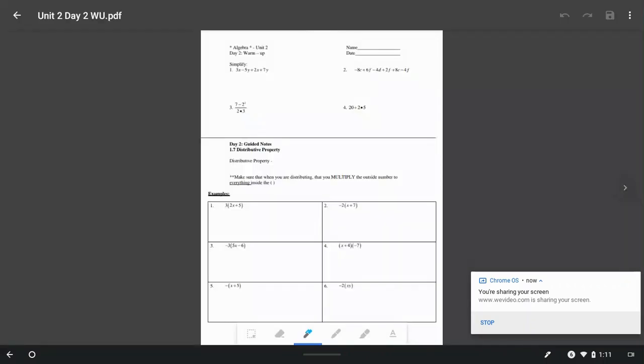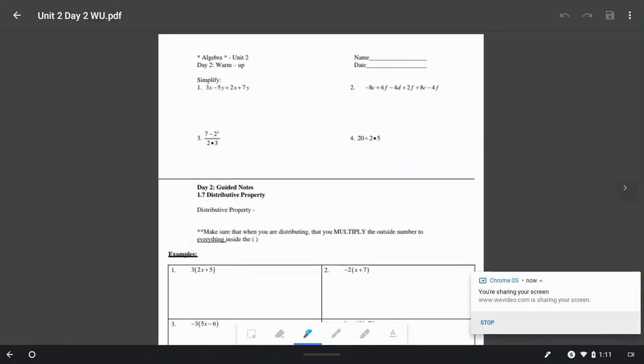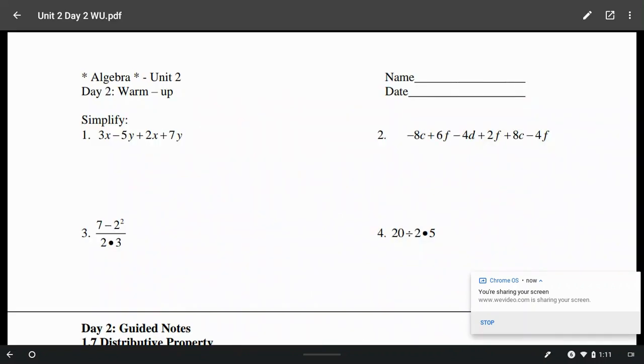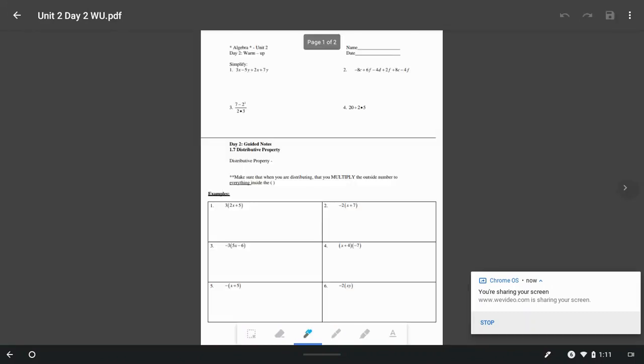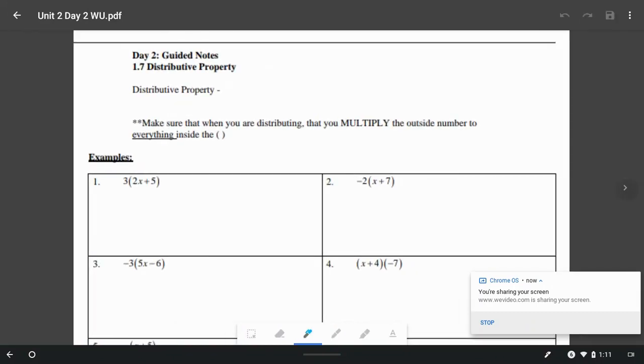All right. I think we're back at it again for the second installment of Unit 2. This is Unit 2, Day 2. We're going to, there we go, get it going.